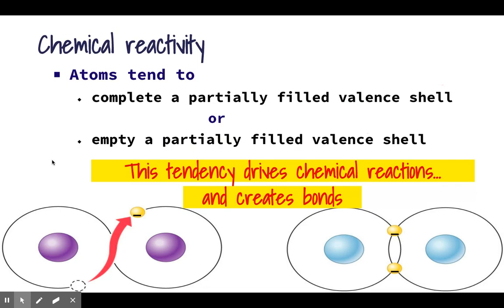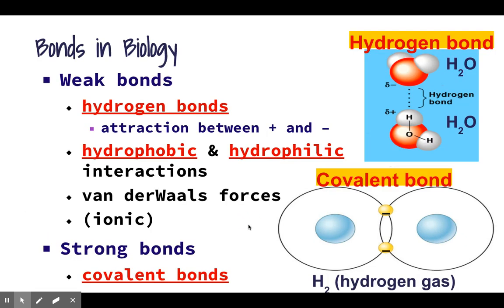So, chemical reactivity. Atoms tend to complete a partially filled valence shell, or they empty a partially filled valence shell. This tendency drives chemical reactions, and it creates our bonds. Atoms are either giving up electrons or sharing electrons. These are the bonds that you have to know in biology. There's only a few, and we will be studying them throughout the year.